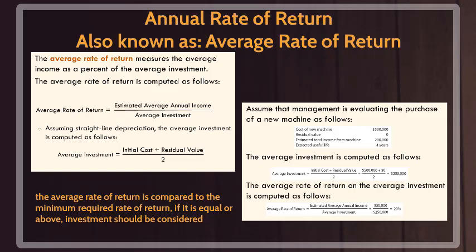To get that average investment, we're taking the initial cost and dividing it by 2 since there's no residual value. And then we'll take that annual income and divide by our average investment to get an average rate of return of 20%. We would compare this to what we require our rate of return to be, and if it's equal to or above, we would consider that investment.